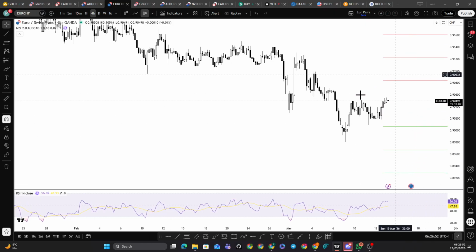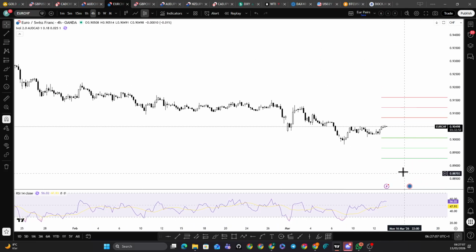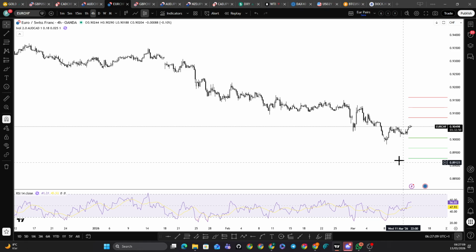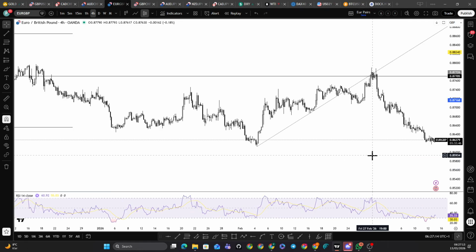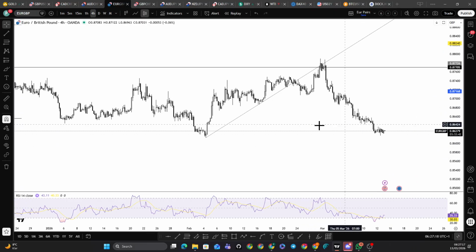EUR/CHF is quite okay, because CHF is artificially weakened by interventions by the Swiss National Bank. So there might be some chance for EUR/CHF to move higher, but still CHF also has the safe haven advantage. EUR/GBP is quite good, but compared to GBP, the euro is the most affected currency with these oil prices.